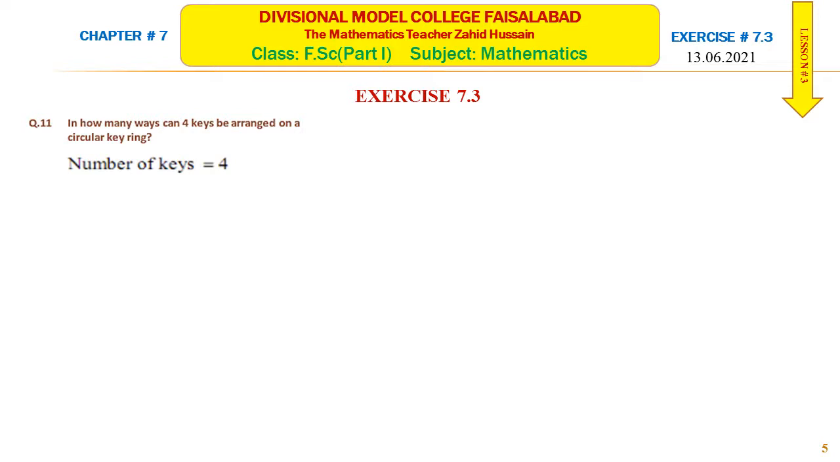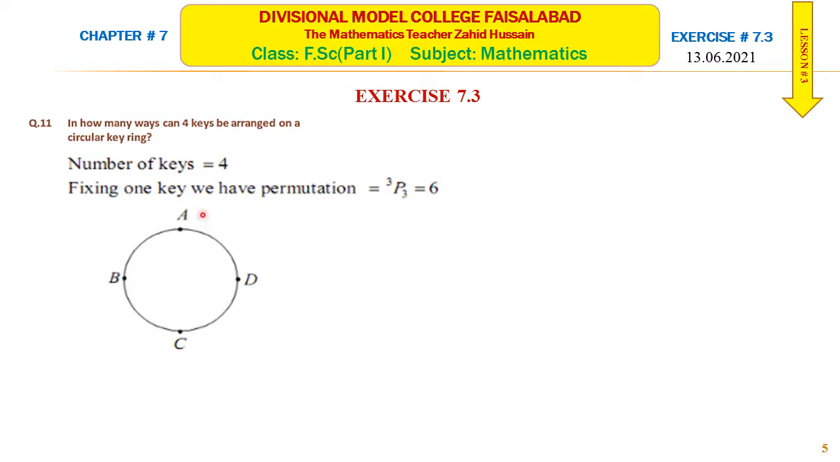Now here the number of keys is 4. Fixing one key, we have permutation 3P3. That is because this is a circular arrangement, we have to put one key first, and we are left with 3 keys to be arranged. The place of one key is fixed, so we are left with the 3 keys. So the permutation of 3 keys is 3P3, and this is equal to 6.